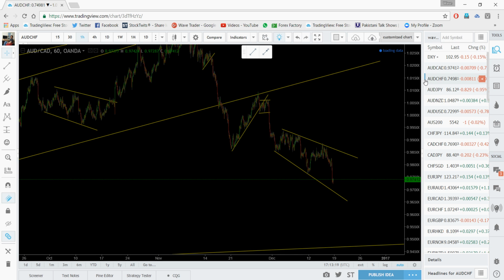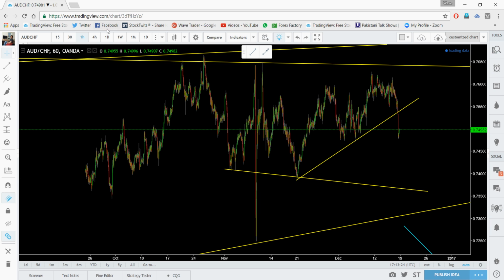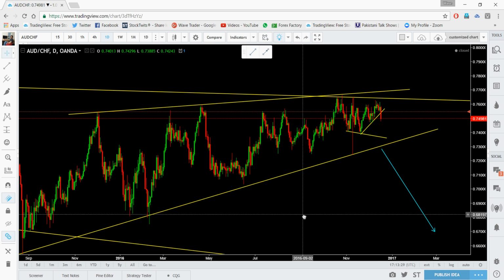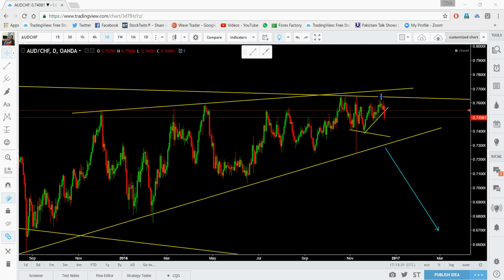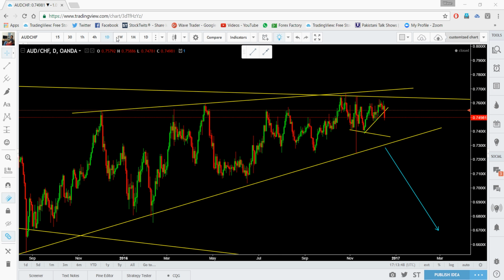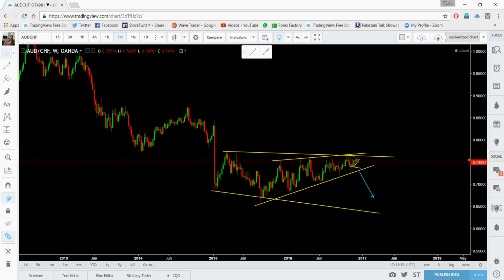So Aussie Chief has broken down. We were anticipating that price was going to respect the top and start to fall. We can see price respecting this place, and we are anticipating a breakdown of this corrective wave. All right, so we are looking to sell at the top.